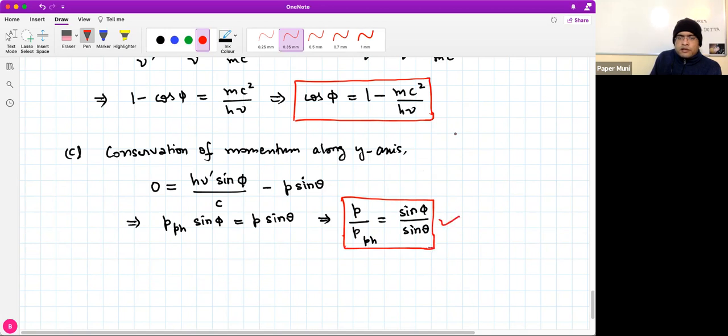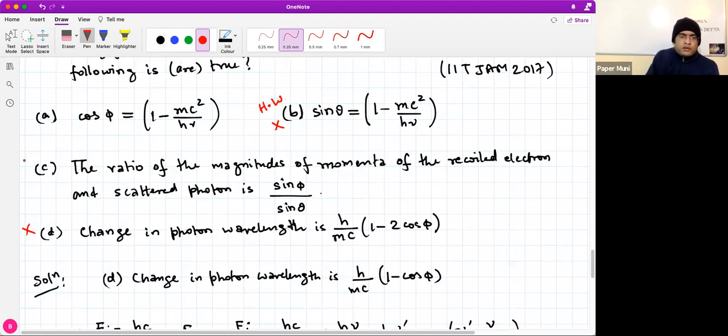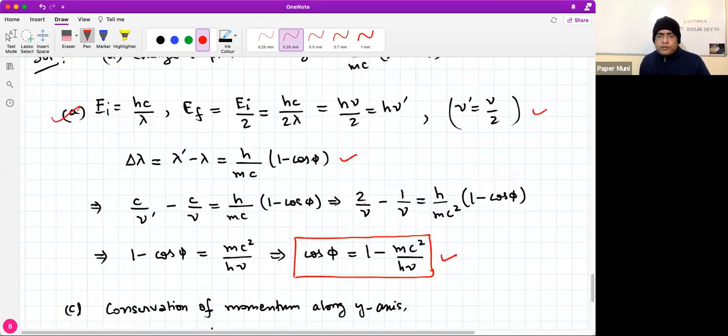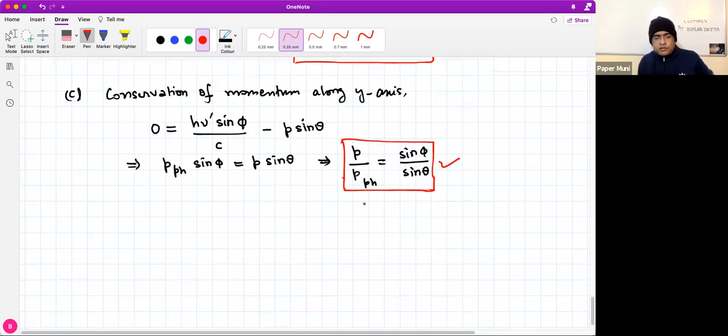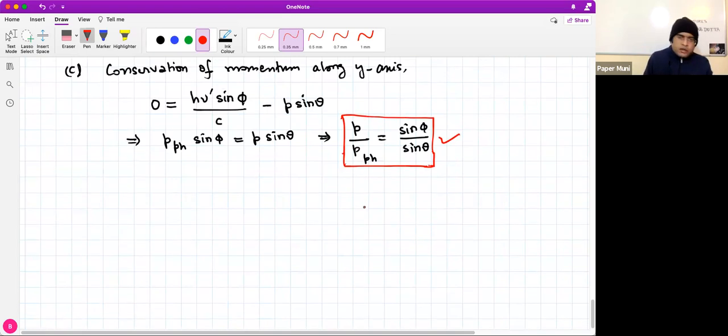This is also correct. This is also correct. So these options are correct. Take this other option as homework: just derive what sine theta will actually be. Now let's talk about another question, and then we'll give a homework problem and then we can sign off.